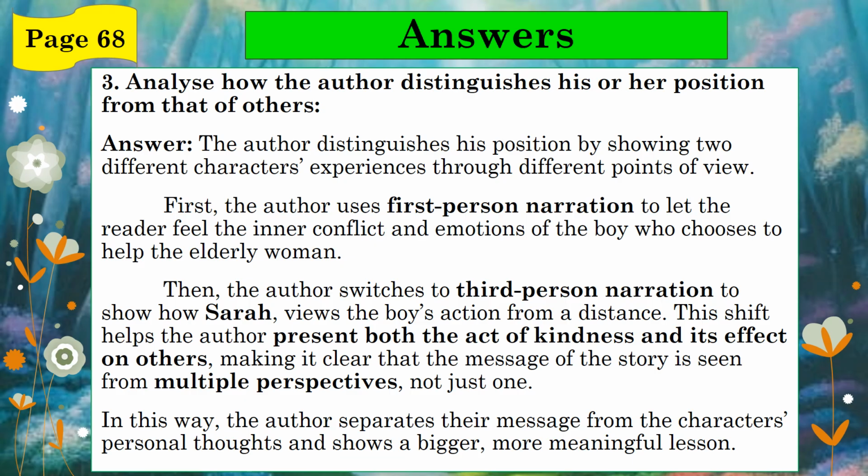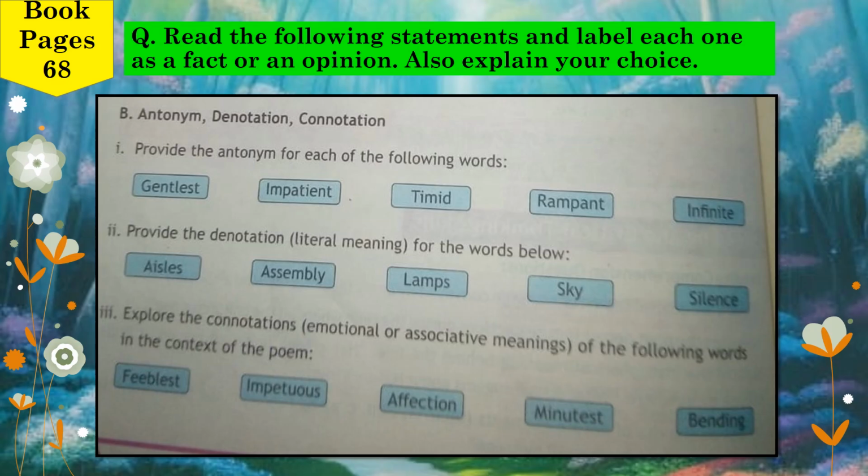Then, the author switches to third-person narration to show how Sarah, the waitress, views the boy's action from a distance. This shift helps the author present both the act of kindness and its effect on others, making it clear that the message of the story, that small acts of kindness can inspire and spread hope, is seen from multiple perspectives, not just one. This way, the author separates their message from the character's personal thoughts and shows a bigger, more meaningful lesson. Let's move on to section B, where we explore 3 important vocabulary concepts.